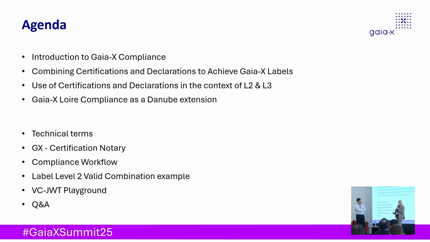So I will provide you with some general information about Gaia-X compliance and latest updates. And then I will explain how to combine certification and declarations to get all labels, and in particular label 2 and 3. Then I will refer a bit and explain about the relationship between Loire and Danube, since we know that this is a topic. We will repeat it in many presentations, but I will mention it also in this presentation.